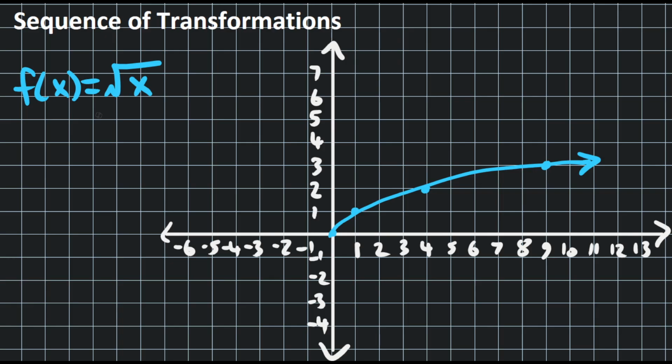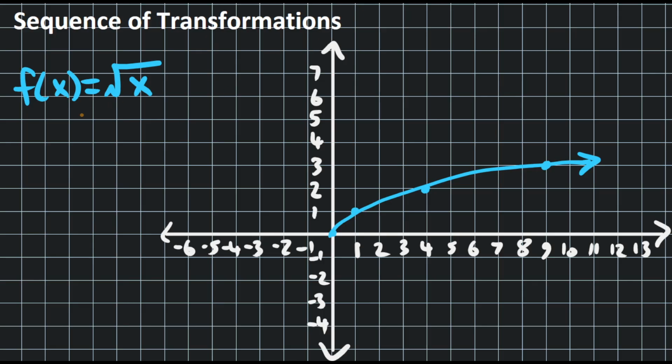We're going to do multiple transformations on one function. As you can see right here, we have this function graphed, f of x equals radical x, and this is what it looks like on the graph, f of x in blue. So we're going to perform 3 transformations on f of x.